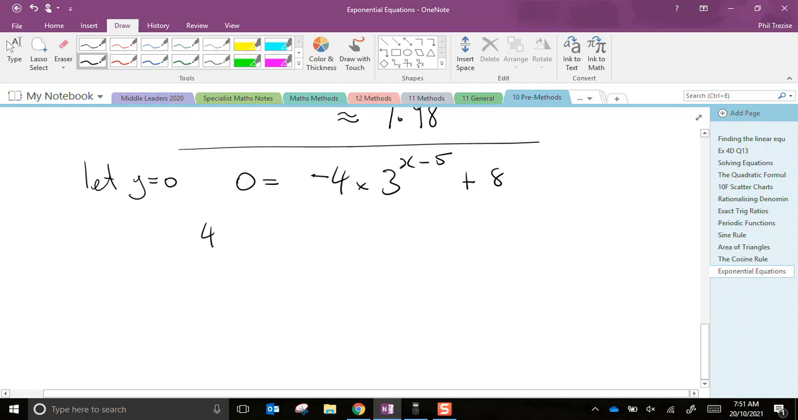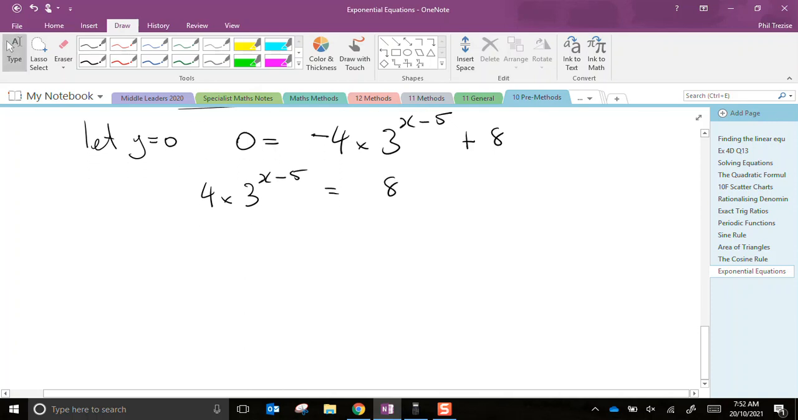So we need to solve this one. I'll transpose the entire first term, leaving positive 8 on the right hand side. Dividing through by -4, I have 3 to the power of x take 5 equals 2.